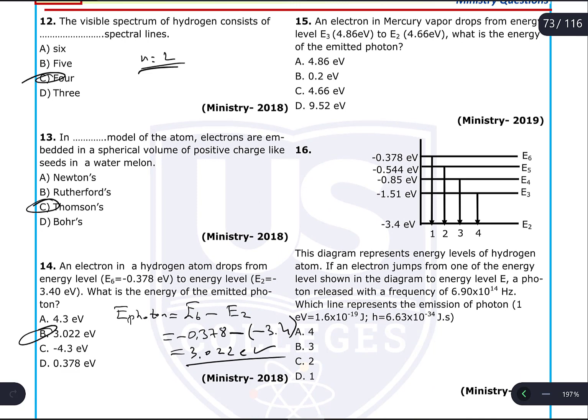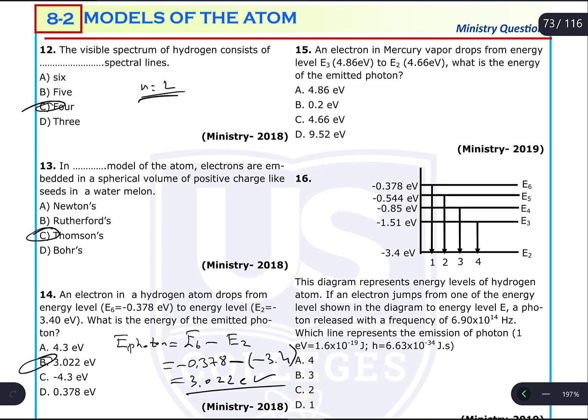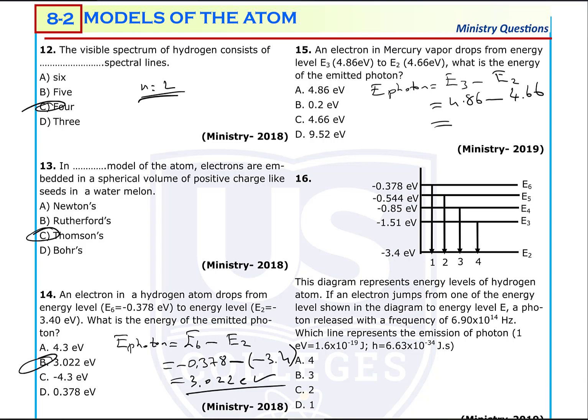Question number 15. An electron in a mercury vapor atom drops from energy level E3 to E2. What is the energy of the emitted photon? Again, same. Energy of photon is equal to initial energy level E3 minus final energy level E2. So 4.86 minus E2, 4.66. So 4.86 minus 4.66, which is 0.2. 0.2 electron volt is the energy of the photon.